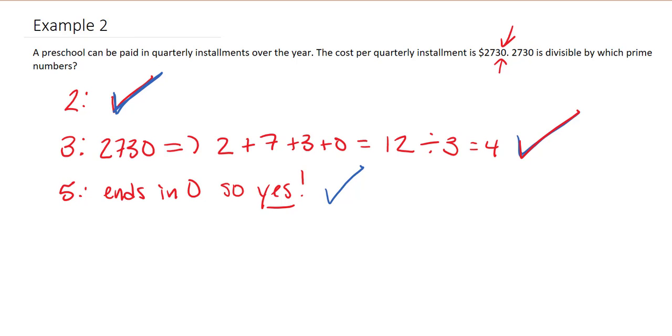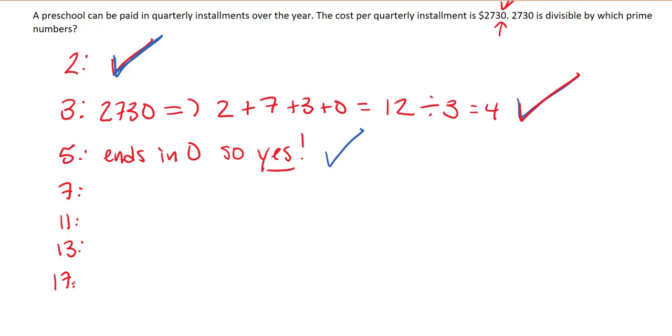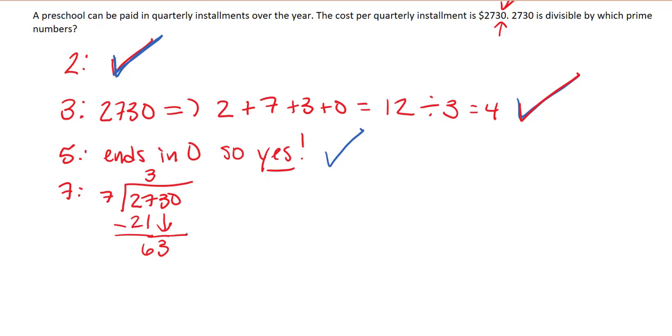Now, moving on to 7, 11, 13, and 17, we're going to have to use long division. So let's look at this. 7 can go into 27 how many times? Well, 7 times 3 is 21. We subtract and get 6. Then we bring down the 3.